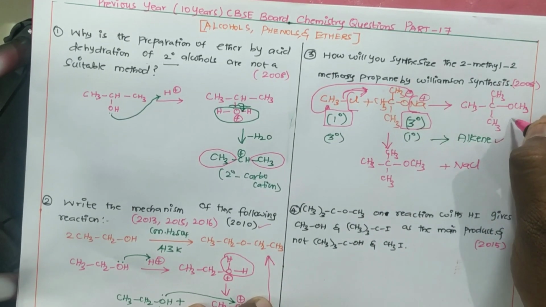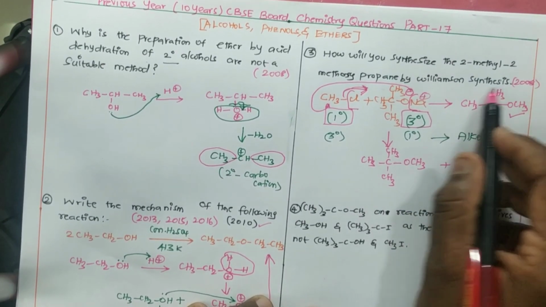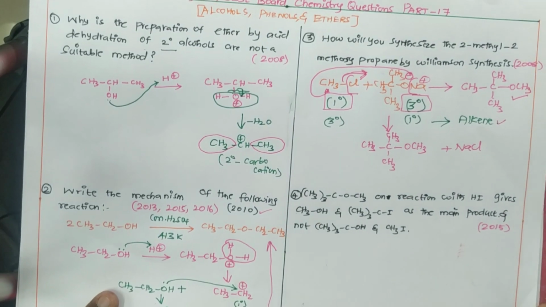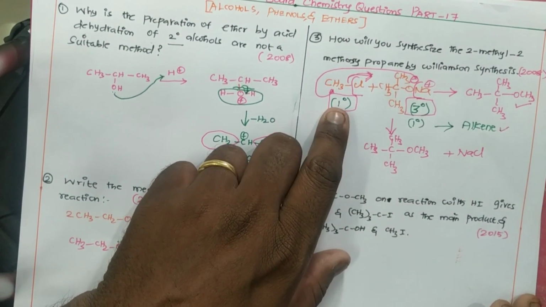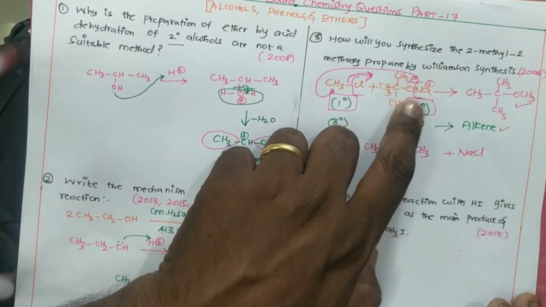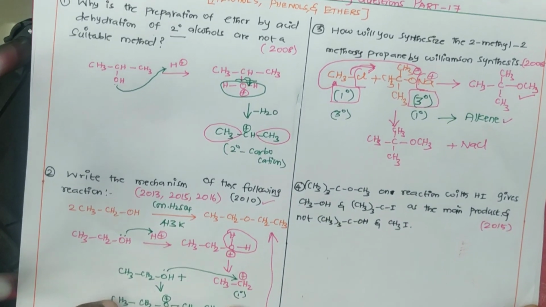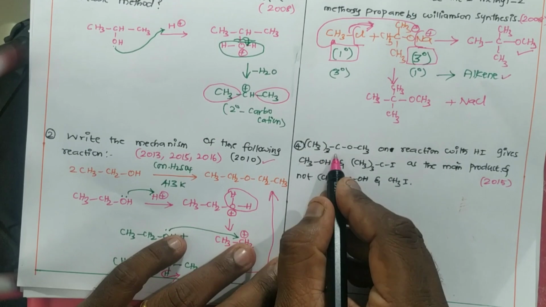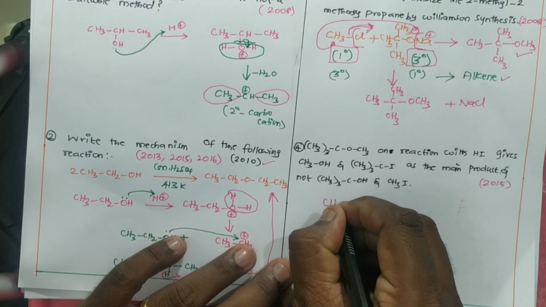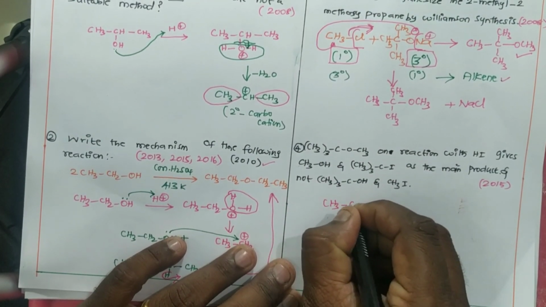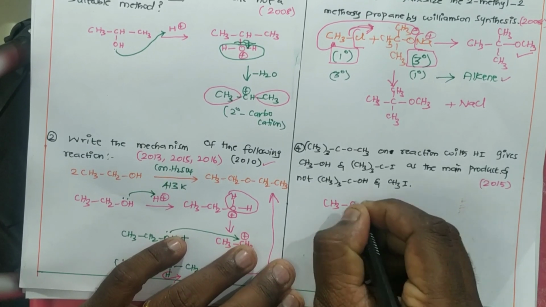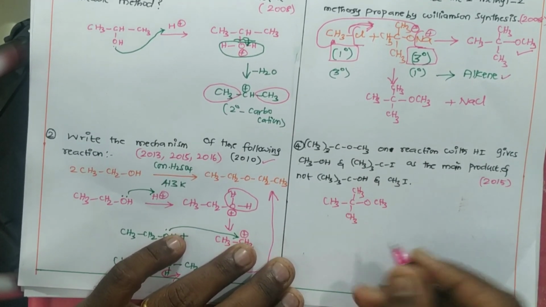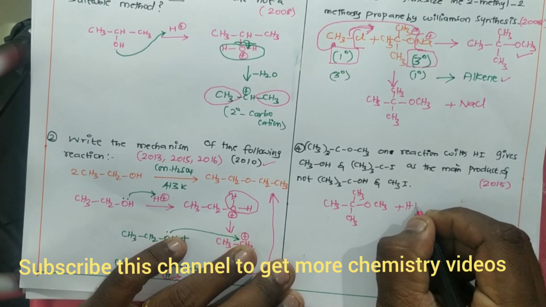But in this case, I'll be getting 2-methyl-2-methoxypropane as a product according to Williamson synthesis. By the way, I have to use 1 degree alkyl halide and 3 degree sodium alkoxide. Our next question is a very important question. Suppose I consider CH3C, one more CH3, one more CH3 is there, along with that OCH3 is there. If it reacts with HI, what happens now?